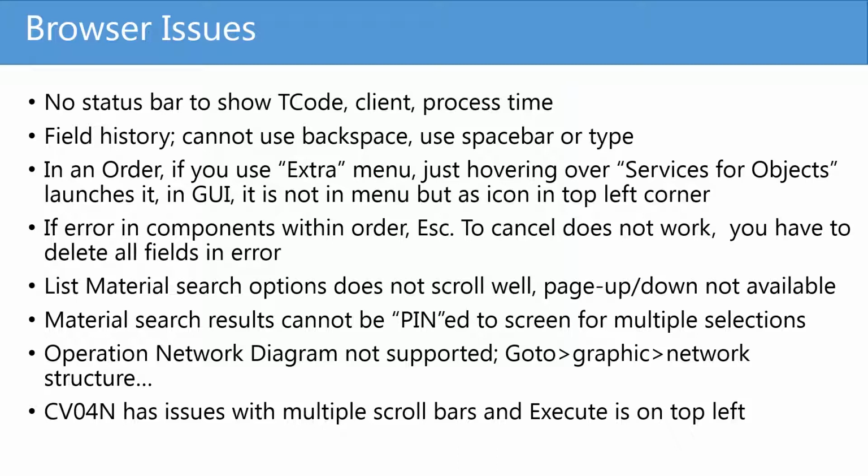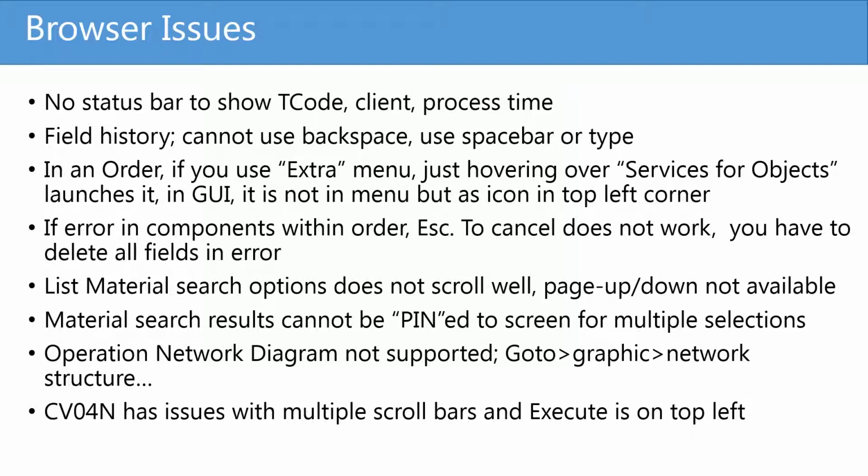And the search results can't be pinned to the screen like you can in the standard GUI. So to select multiple materials, you can just get around that. Maybe a workaround would be to create favorites, but that's very awkward to always have to create new favorites. The browser view does not support a network diagram to graphically make relationships between operations.